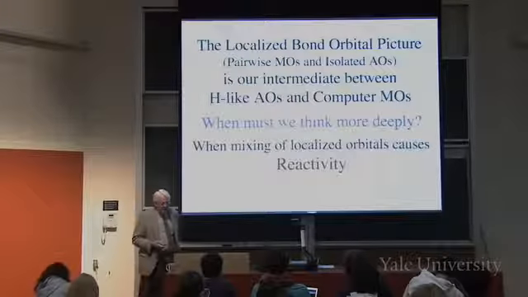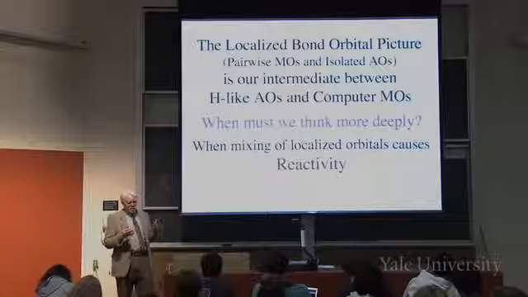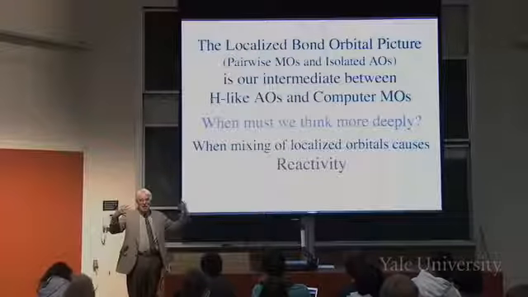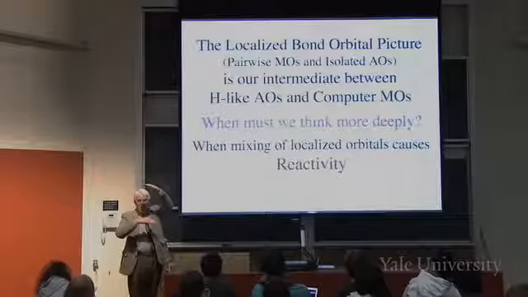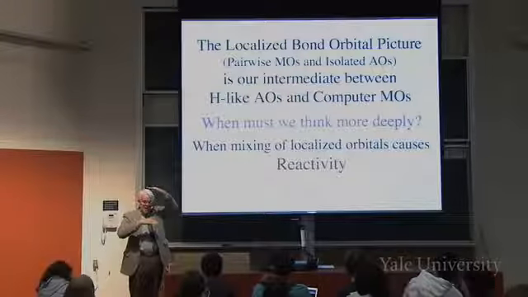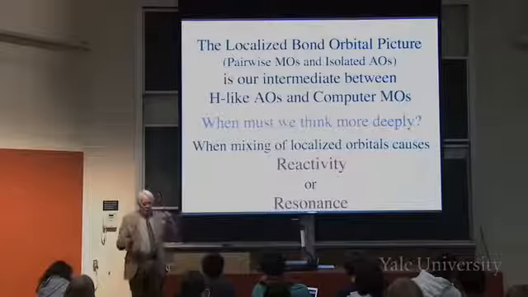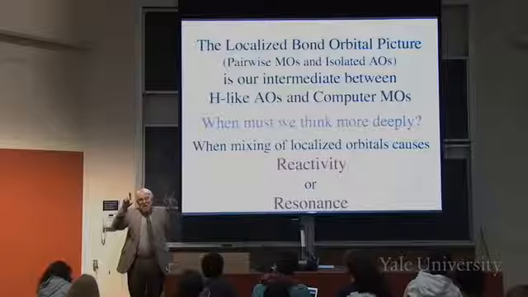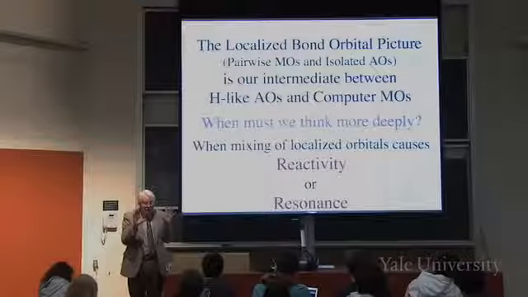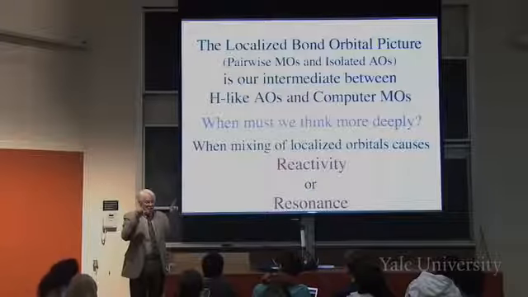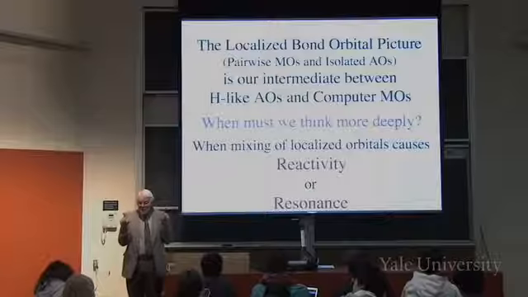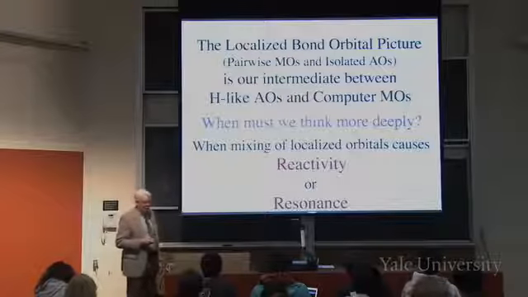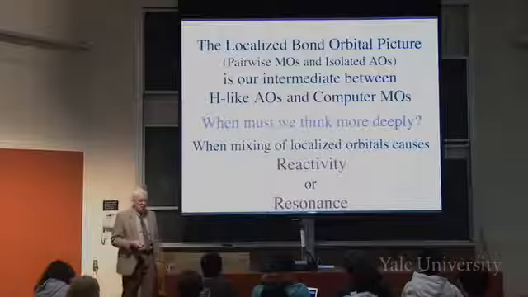So when must we think more deeply? When you have these localized orbitals, but they mix to cause reactivity. That is, a molecular orbital from this molecule mixes with a molecular orbital from that molecule, and one goes down and one goes up. That's what a reaction is. Or when you have two pairwise orbitals in the same molecule, that we thought of as bonds or vacant orbitals, and those interact with one another within the same molecule. We were too simplistic in thinking of them as independent. That's when resonance occurs: when you have important interactions within a molecule between what you thought were orbitals, but we're thinking too simply.